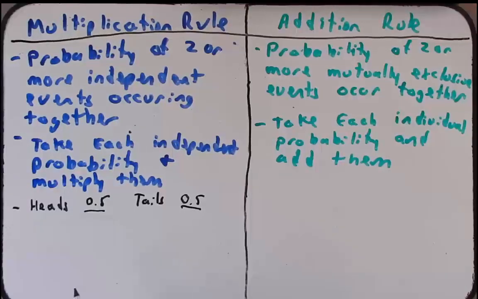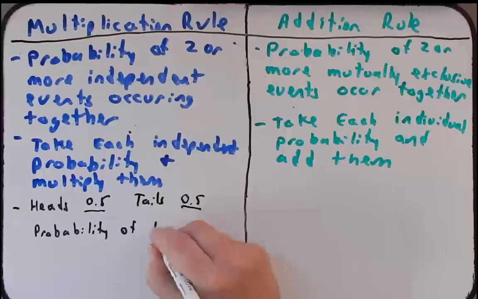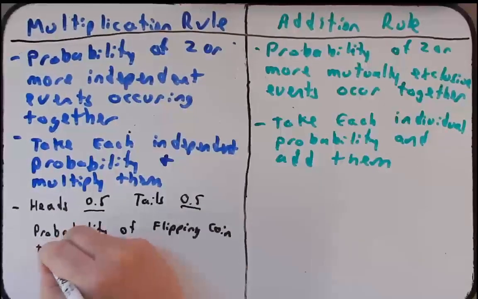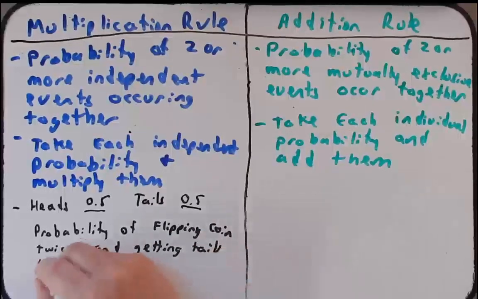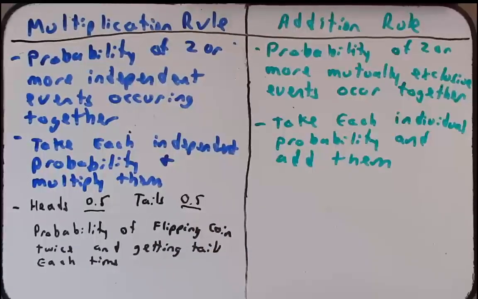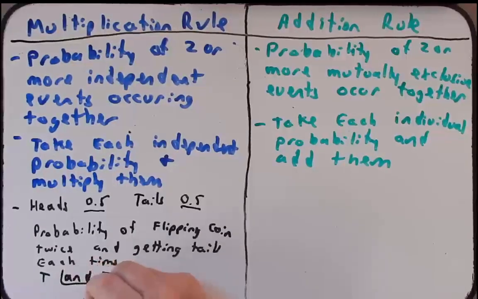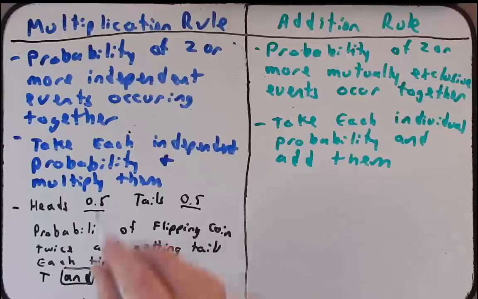Okay, so let's use this simple example of tossing a coin to understand the probability of flipping the coin twice and getting tails each time. Another way you can think about this is, what's the probability of getting a tail on one toss and a tail on the second toss? Anytime we see a problem with the word "and" in it, that's a clue that we should be using the multiplication rule.